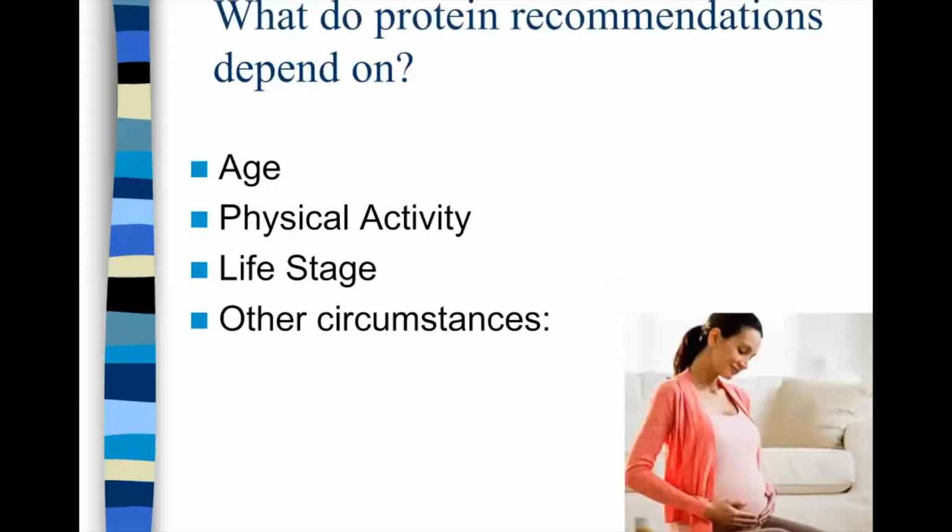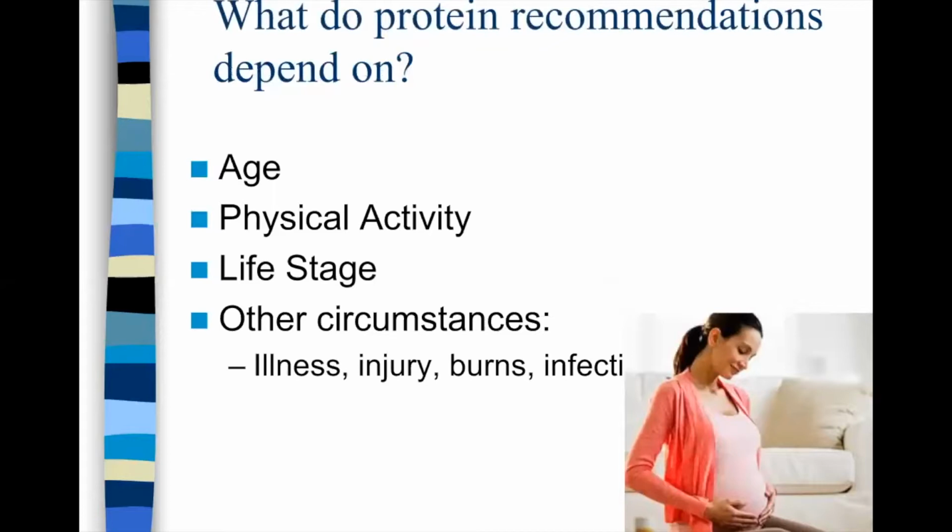So here we go: age, physical activity, life stage, and then other circumstances. If you are sick, if you have an illness, an injury, a burn, or an infection, your body relies on much more protein to regenerate some of those immune factors and cells. And say in the case that you had surgery, you have a wound, your body has to make new cells in order to help that wound close and heal.